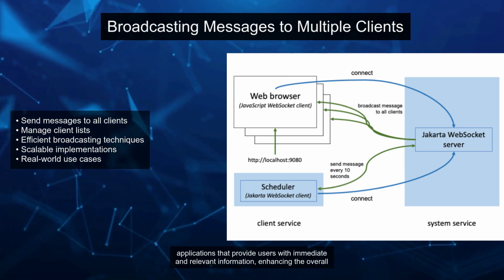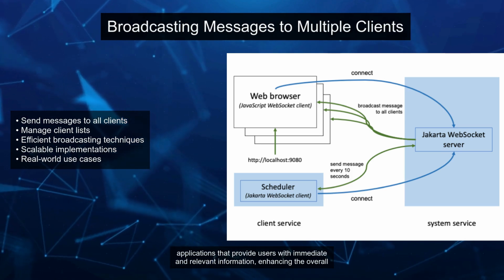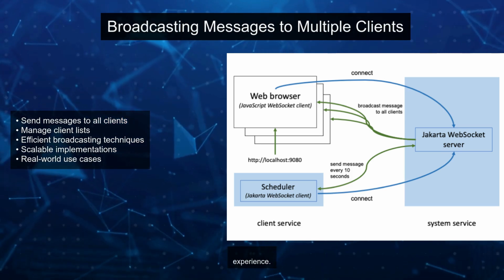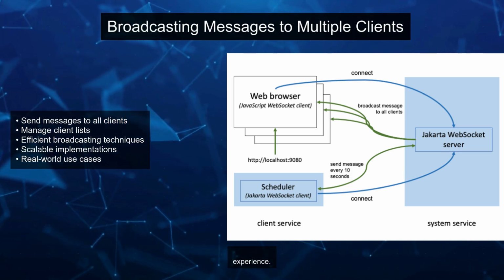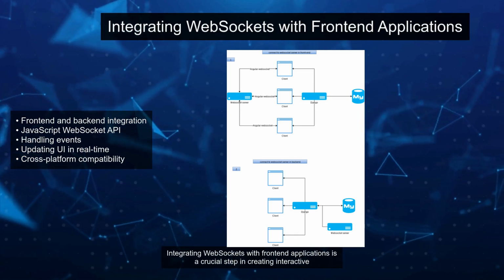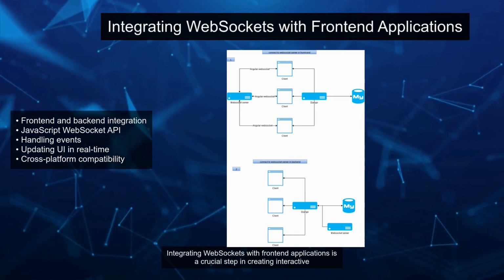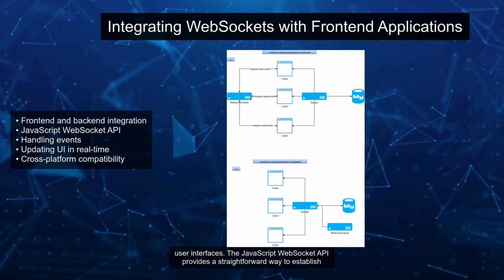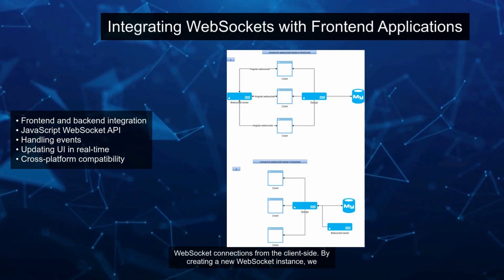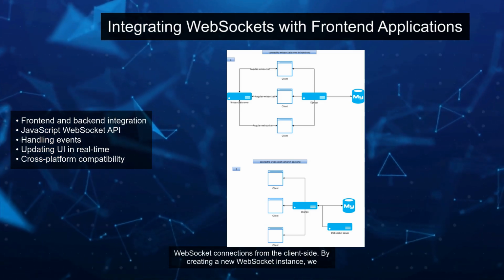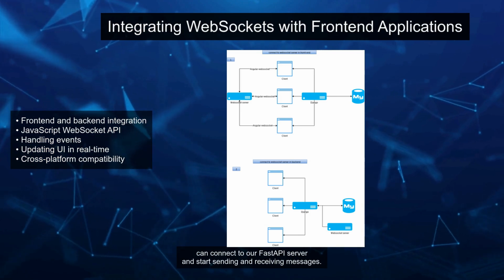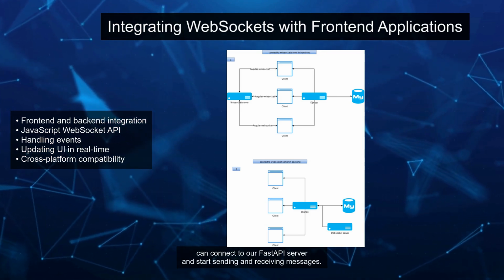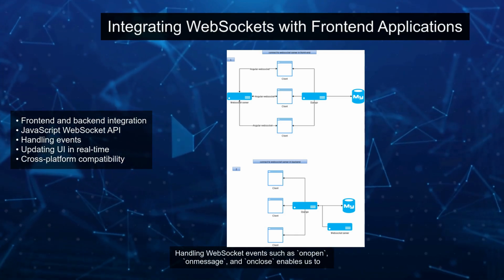By efficiently managing and broadcasting messages, we can create applications that provide users with immediate and relevant information, enhancing the overall experience. Integrating WebSockets with front-end applications is a crucial step in creating interactive user interfaces. The JavaScript WebSocket API provides a straightforward way to establish WebSocket connections from the client side. By creating a new WebSocket instance, we can connect to our FastAPI server and start sending and receiving messages.